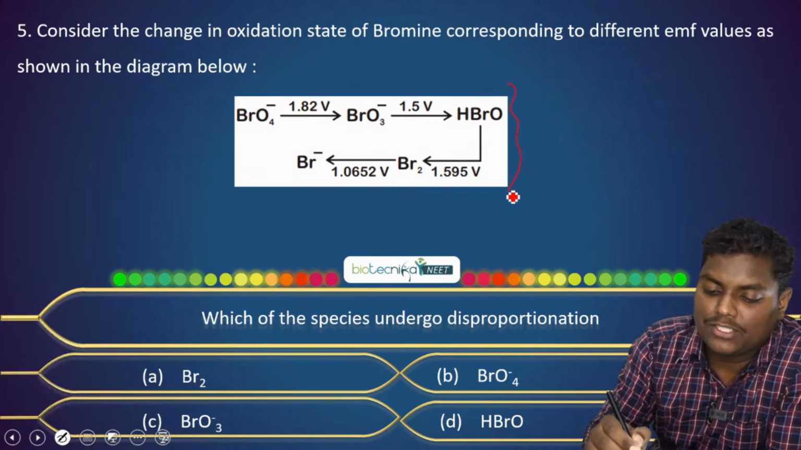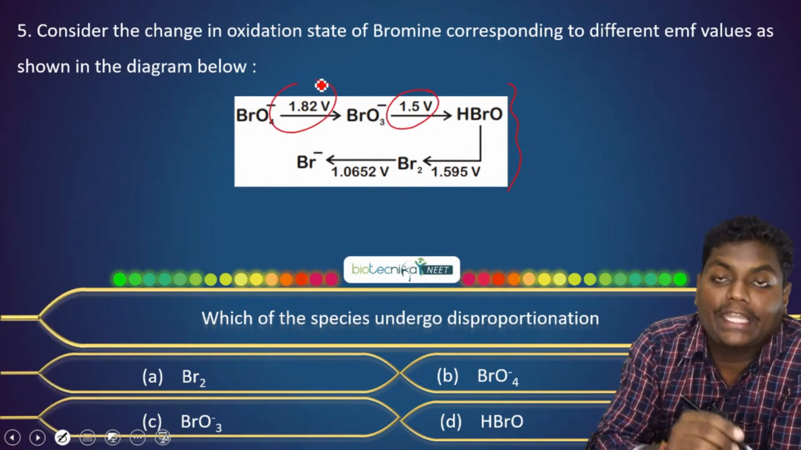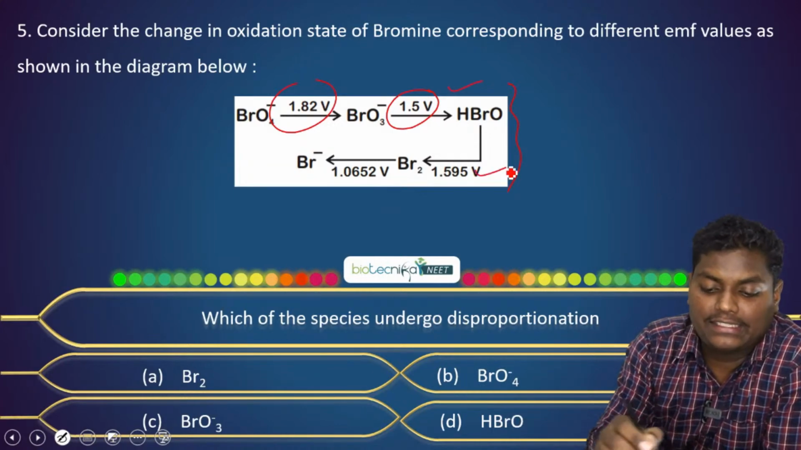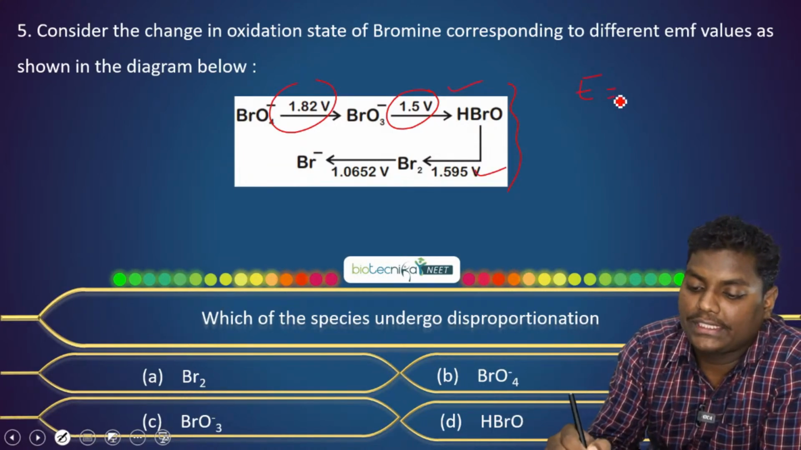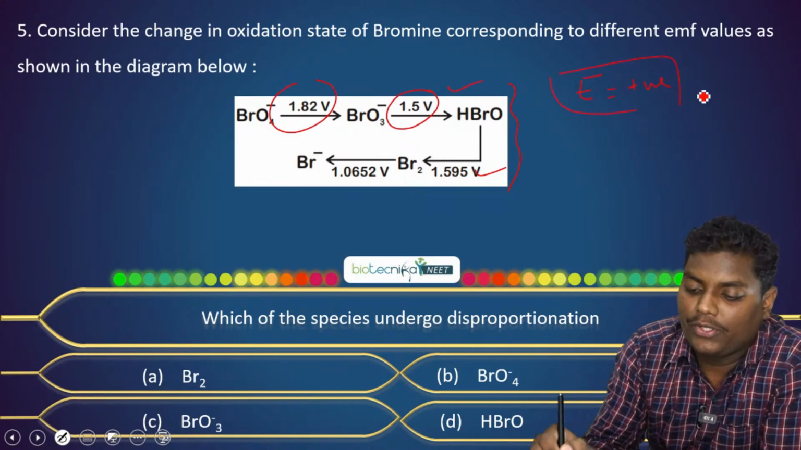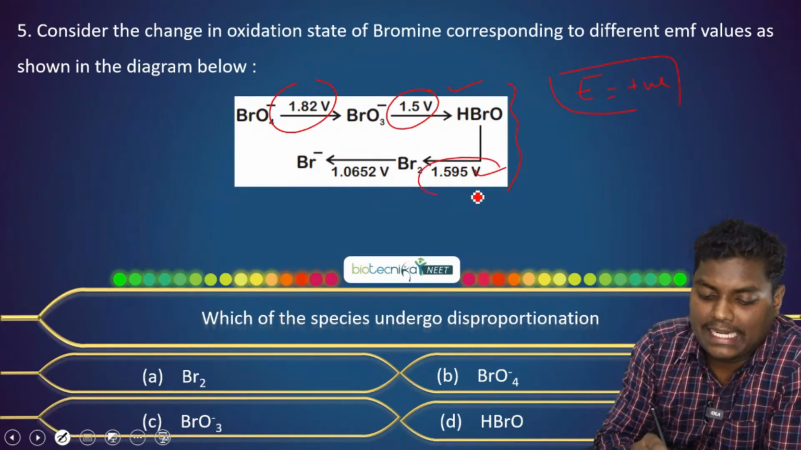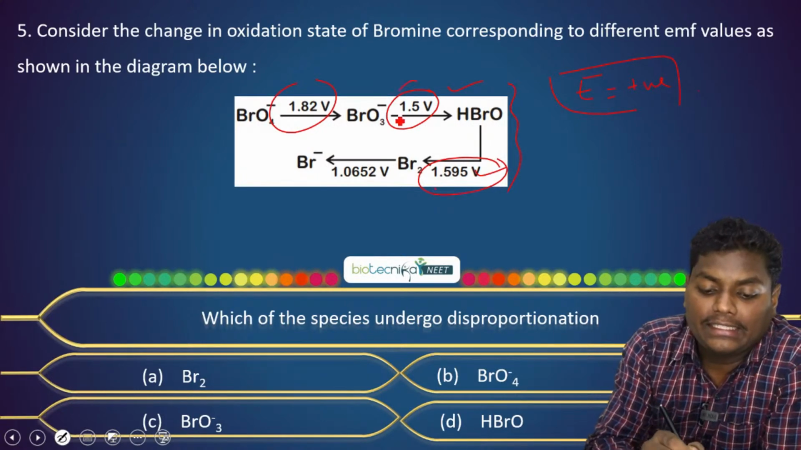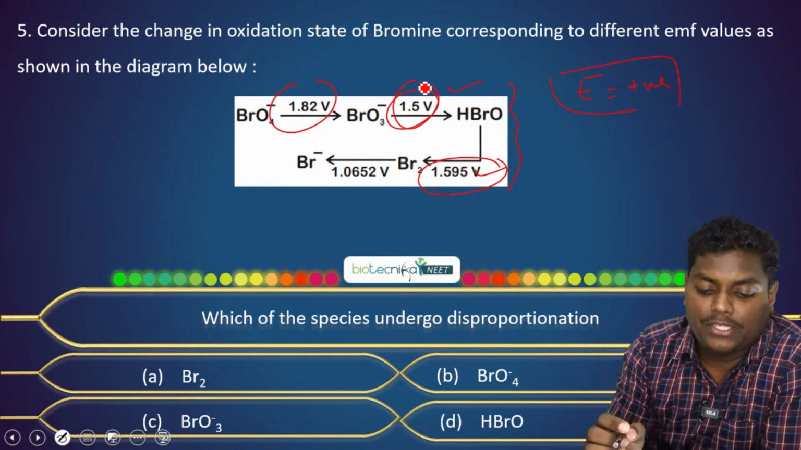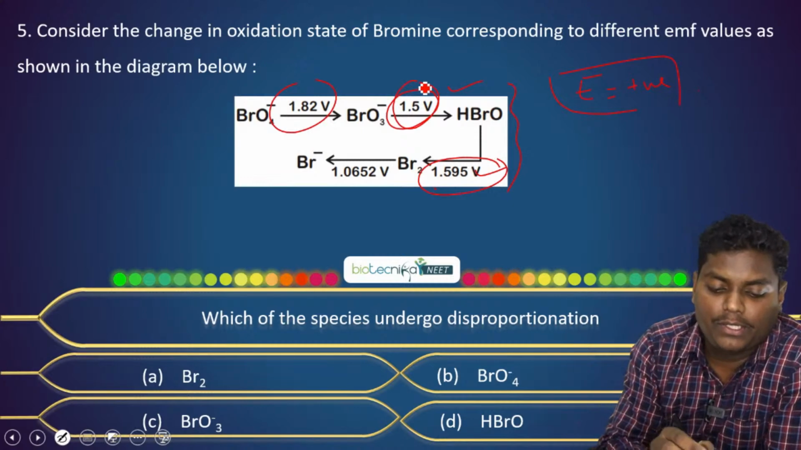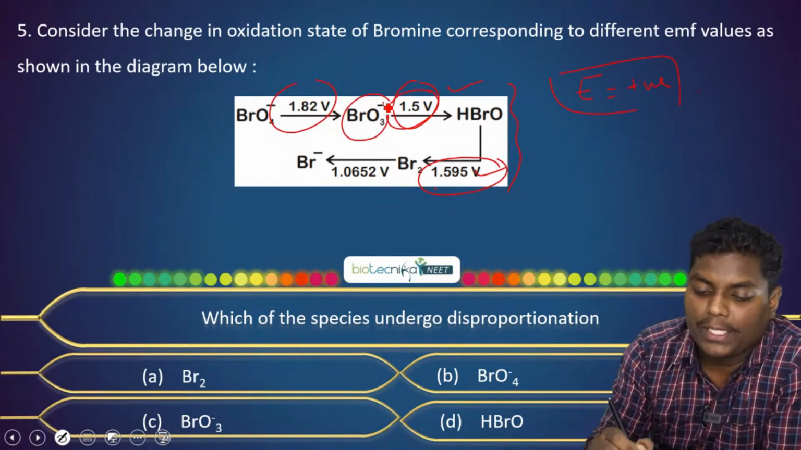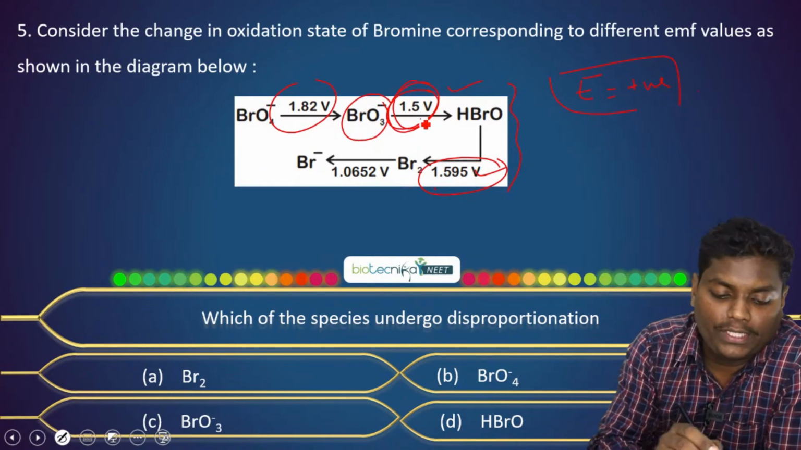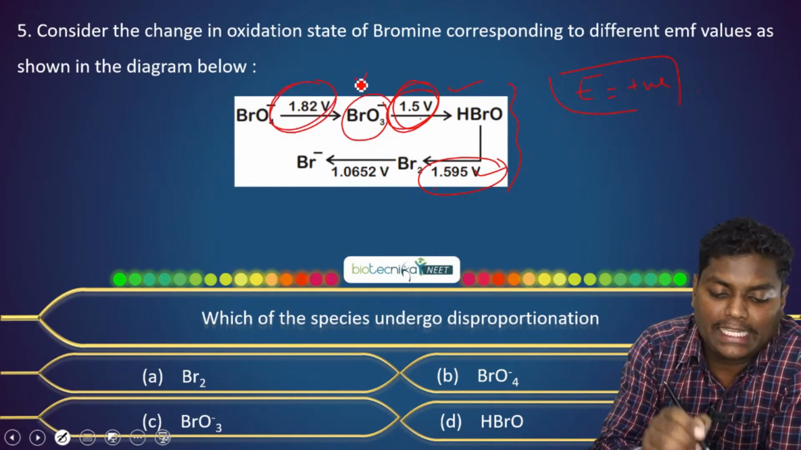Rather than checking and computing all the values to see whether the resultant cell has a positive E value, I can give you a trick. You can just check that the EMF for the forward should be greater than the back one. Using this trick, you can easily solve it. Check for BrO3 minus: it is 1.5 volts and here it is 1.8 volts. So this cannot be it.